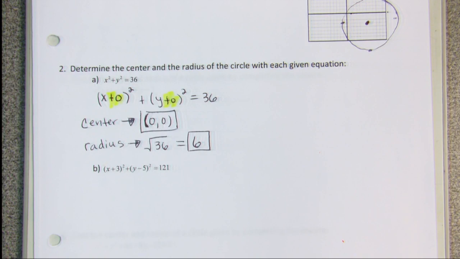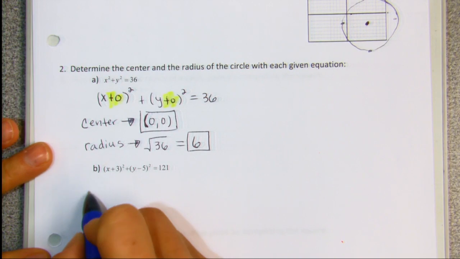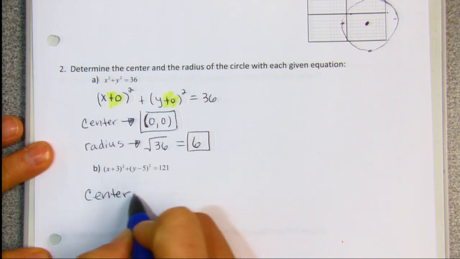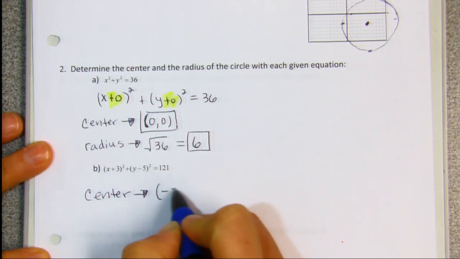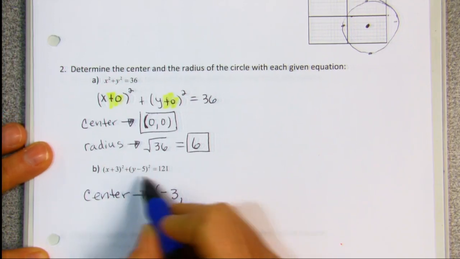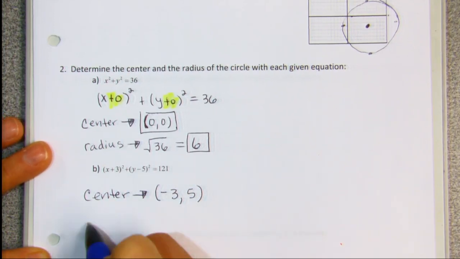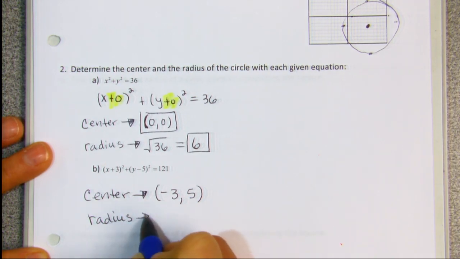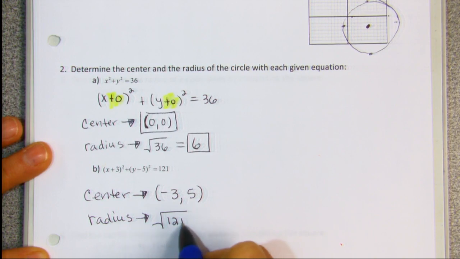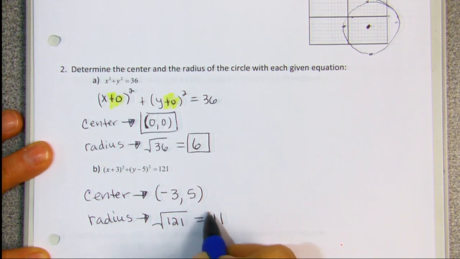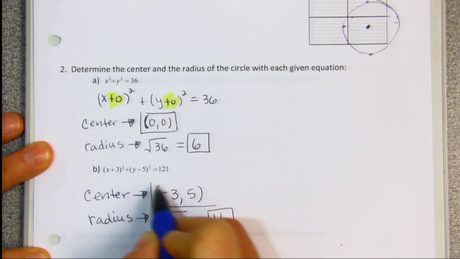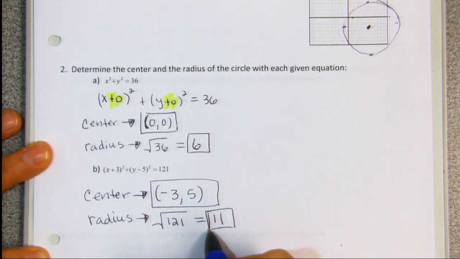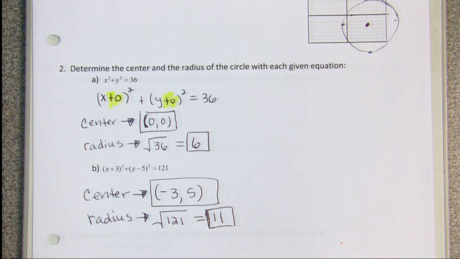Let's go to B. What's the center of B? Very good. -3, because it was positive, take the opposite sign, and +5 is the y part. And my radius is not 121, it's the square root of 121, which is 11. If you didn't know that, you can just plug it into your calculator. You probably have some of those perfect square numbers memorized to at least 144, I bet. Maybe. Maybe not.